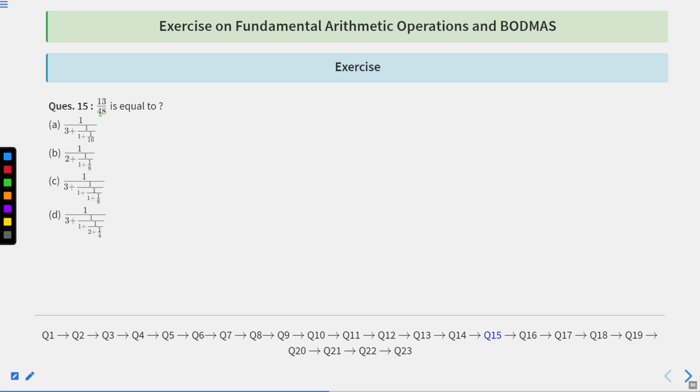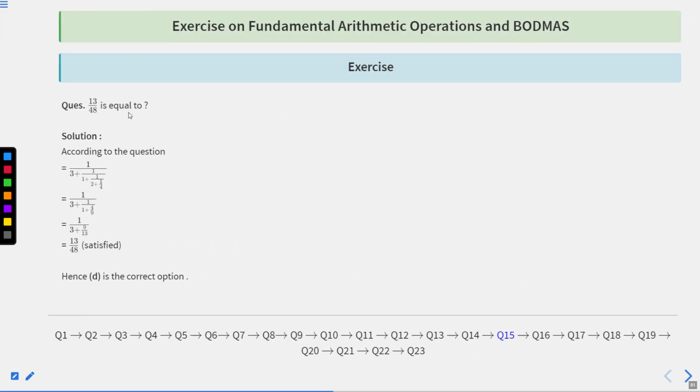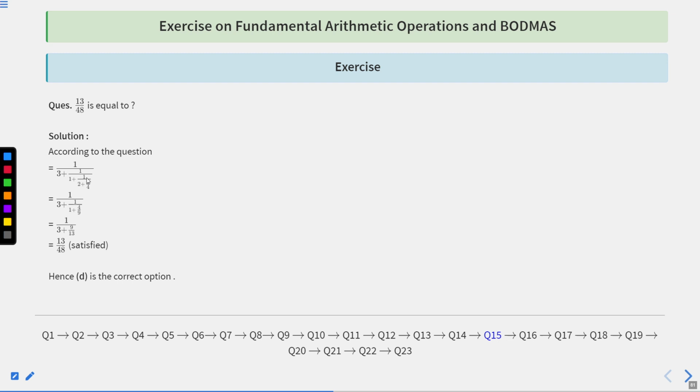So 13 upon 48 is equal to. According to the question, 1 upon 3 plus 1 upon 1 plus 1 upon 2 plus 1 upon 4. So start simplifying from the bottom and go towards up. So it will be 2 times 4, that is 8, plus 1 upon 4, that will be 4 upon 9. And again simplify this, you will have 1 upon 3 plus 9 upon 13. And further simplifying, you will have 13 upon 48. So the correct answer here is option number D.